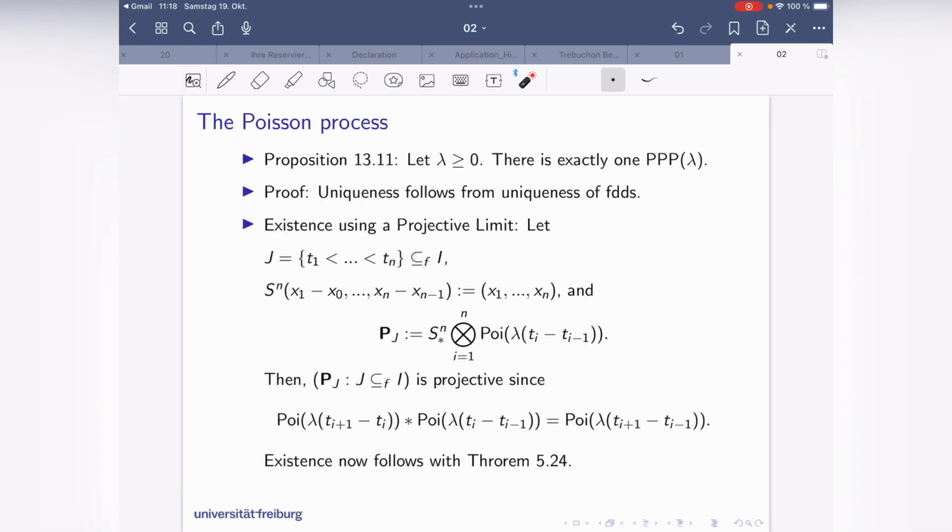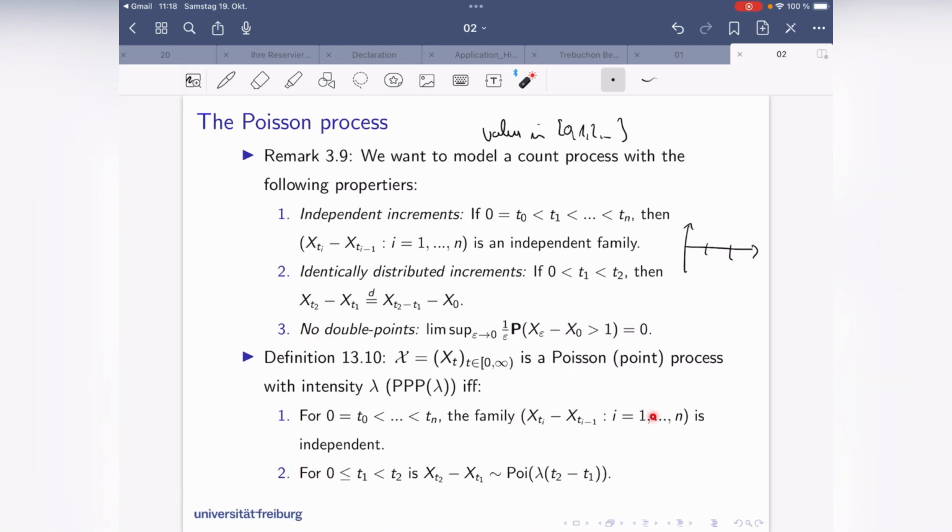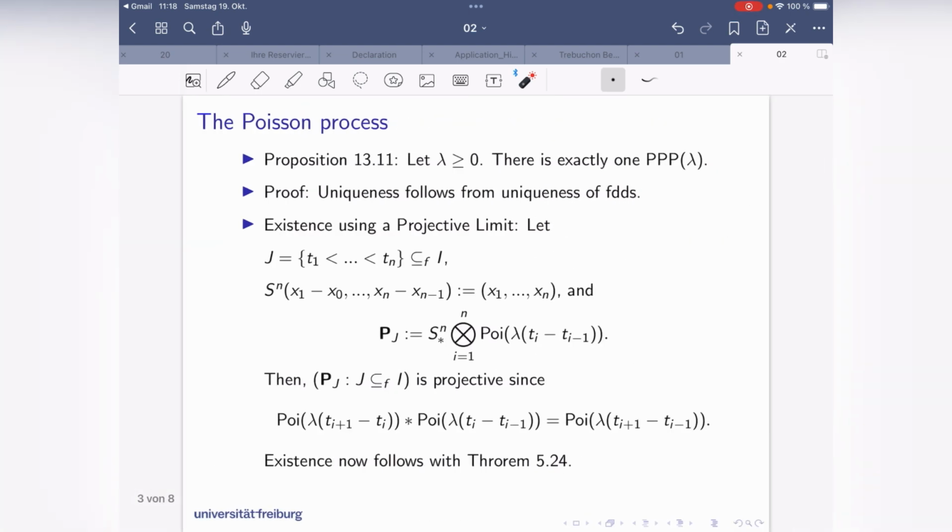So first, let's say there's exactly one Poisson point process. And depending on how you understand it, that's a true or a false claim. So I tell you what I mean by this. I mean by this that there's only one probability distribution on the set of paths from the positive real line to R, such that the distribution satisfies these things here. So being a Poisson process or not is a distributional property. So that means we need to define the distribution.